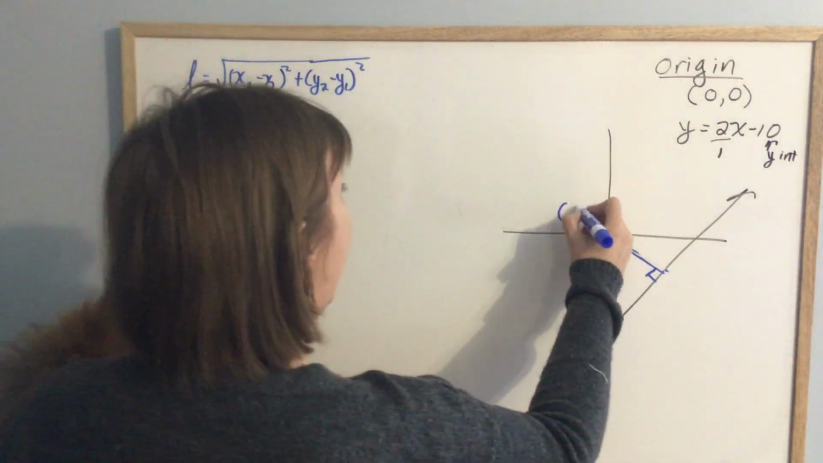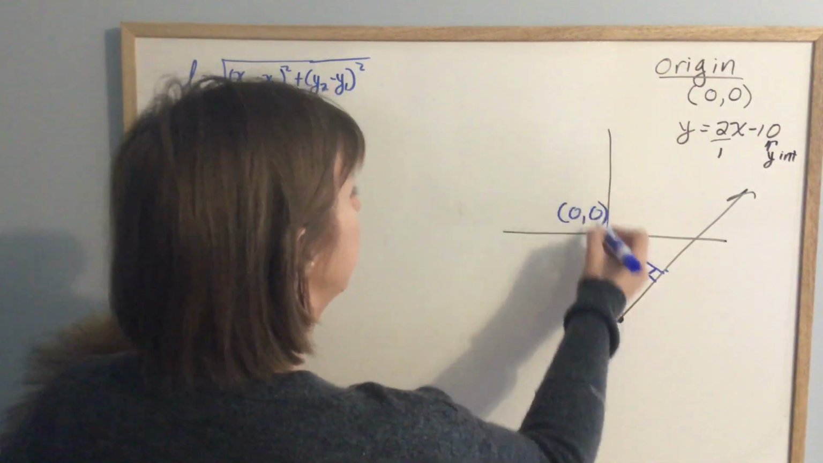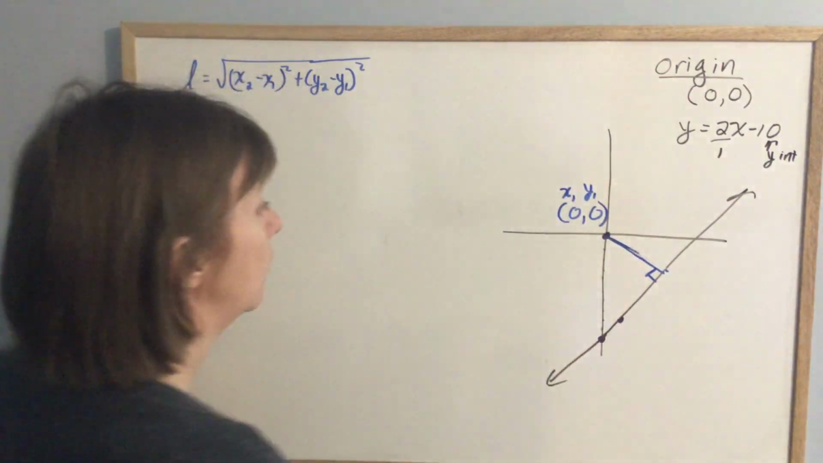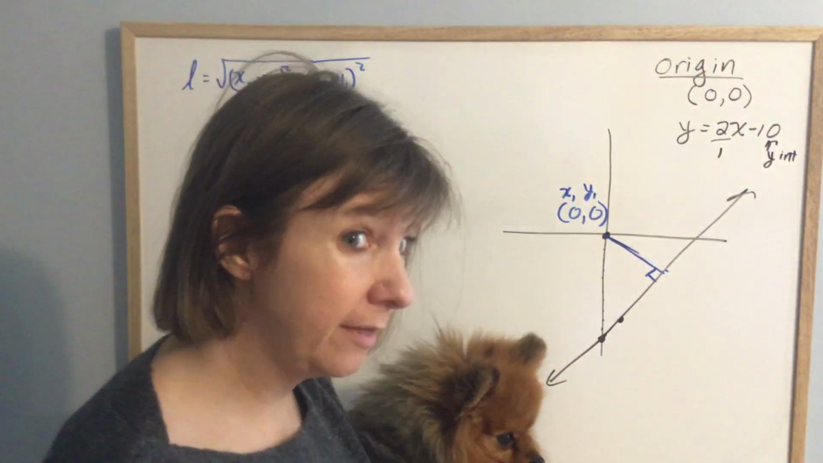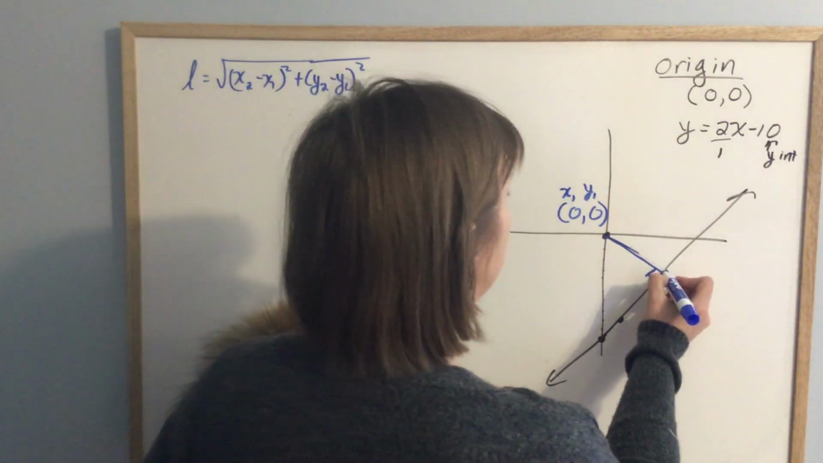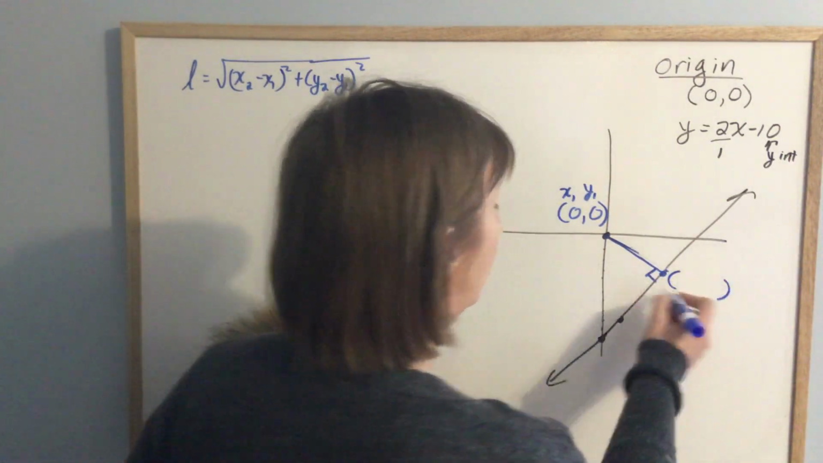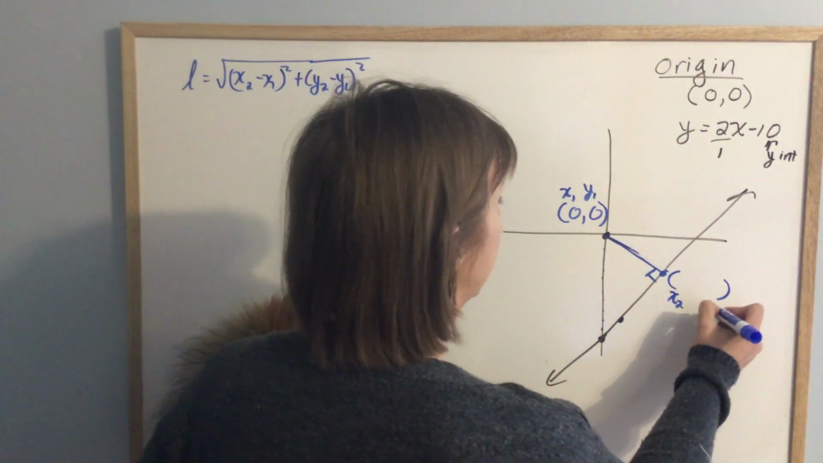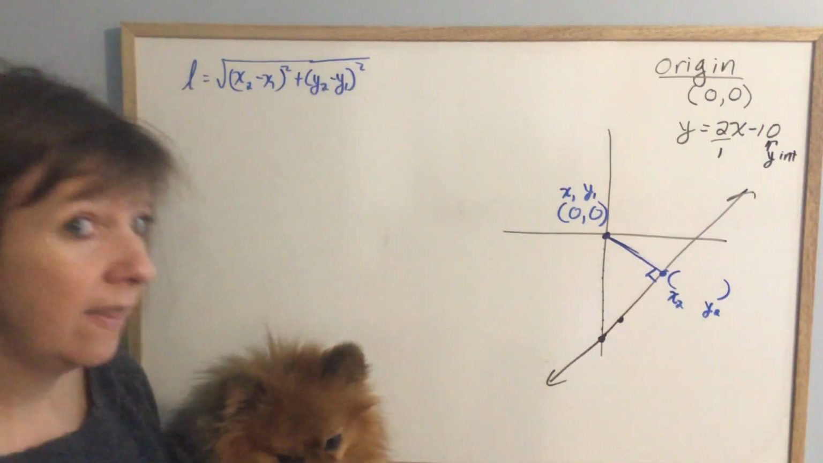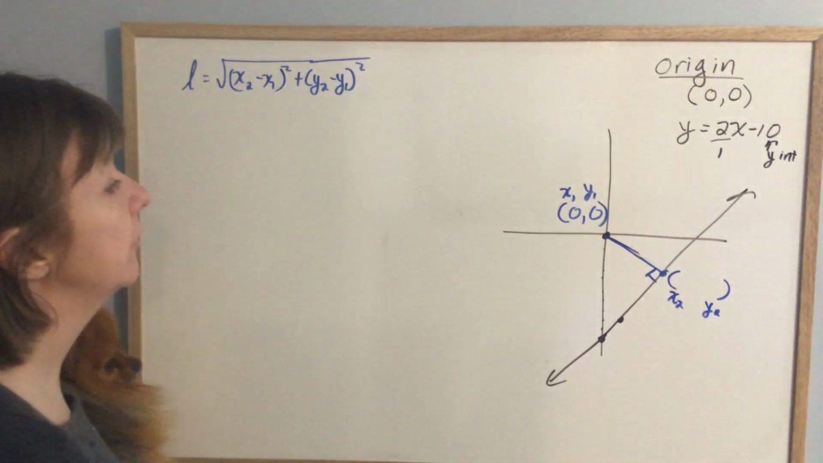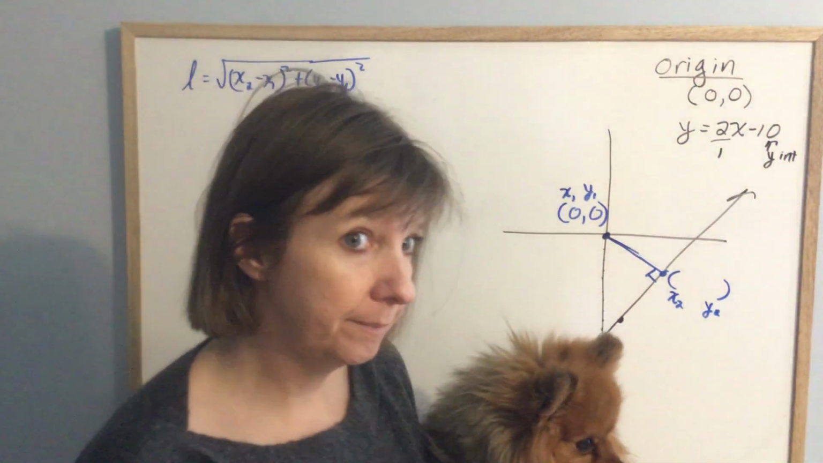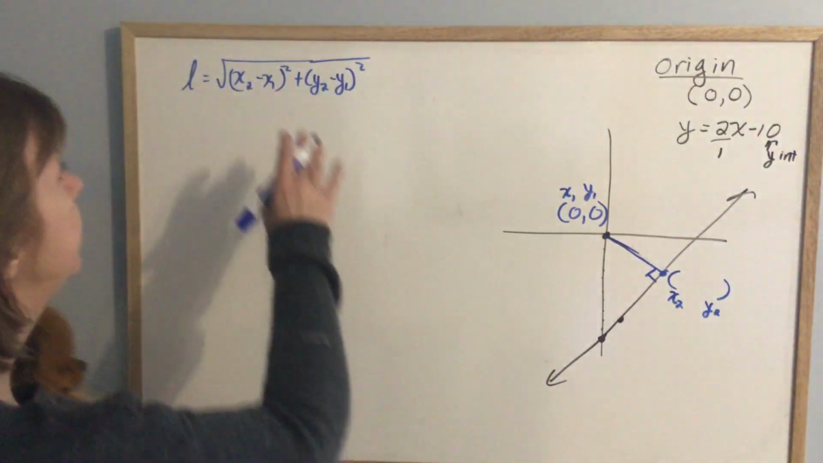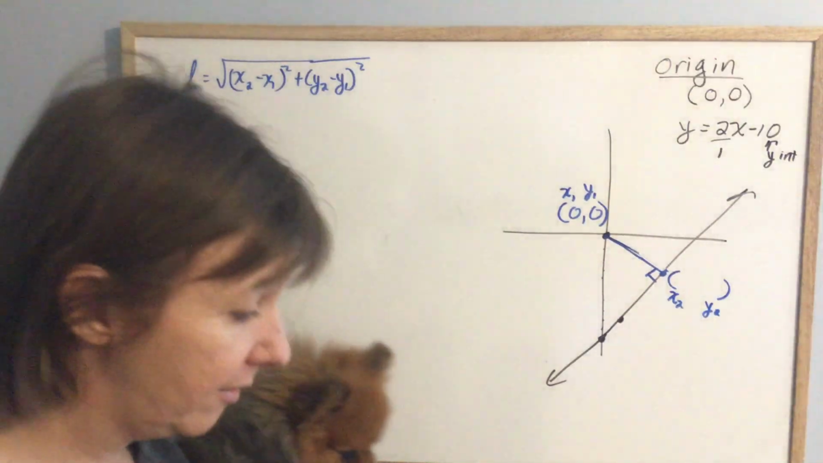Now, I have the beginning of the line, 0 and 0. So we'll call that x1 and y1. Here's the thing. I don't know the point where the end of that line is. We'll call it my x2 and my y2. And I need that in order to be able to figure out the length of that line. So there's some steps I have to do before I can go to this.